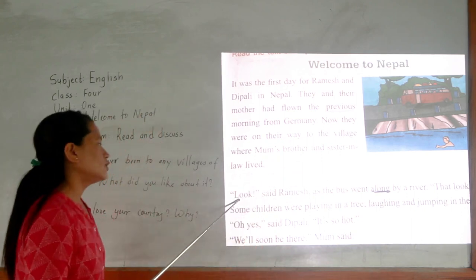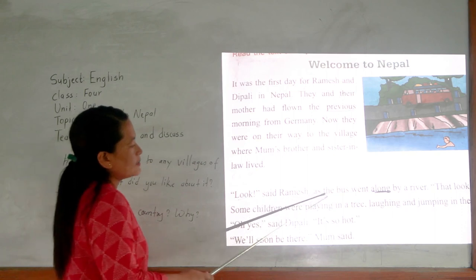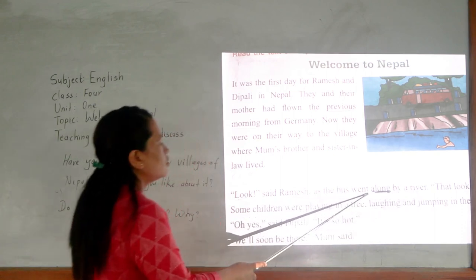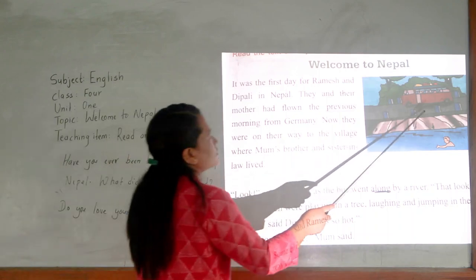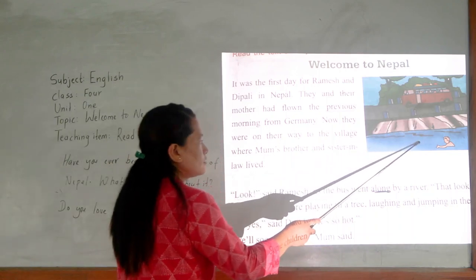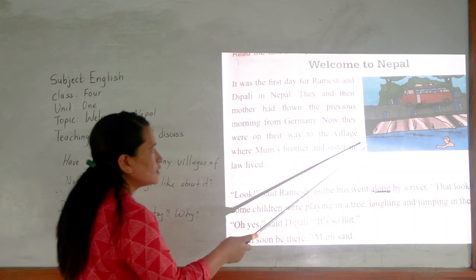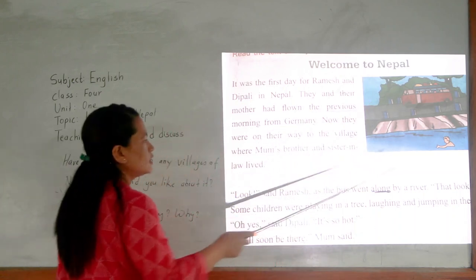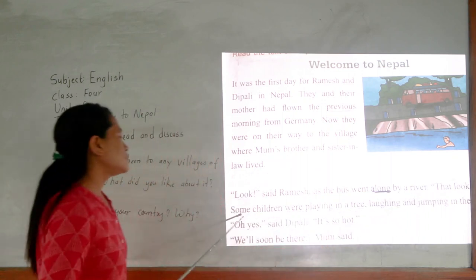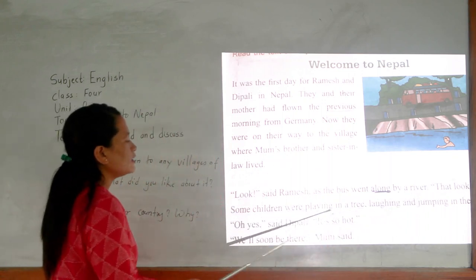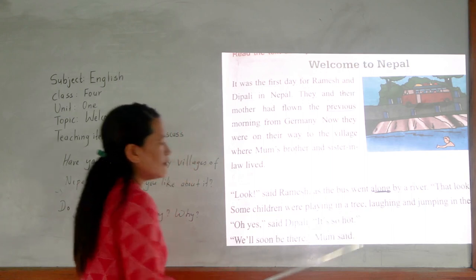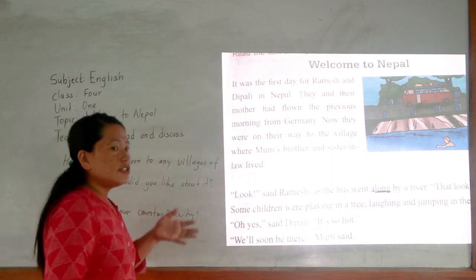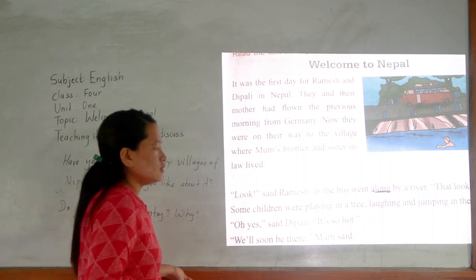Okay? Look, said Ramesh, as the bus went along by a river. Along means, you know, this is the road and this is the river. It's going along the side. At one side, it means along. Okay, students, look, some children were playing in a tree. I'm not explaining this word, I will explain it later on. First of all, repeat after me.